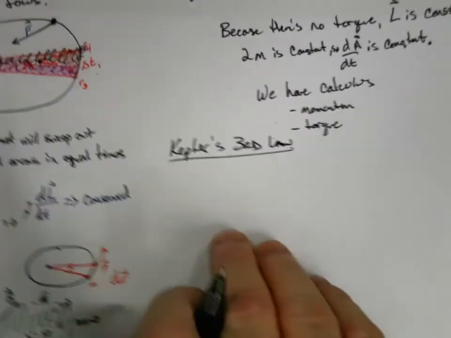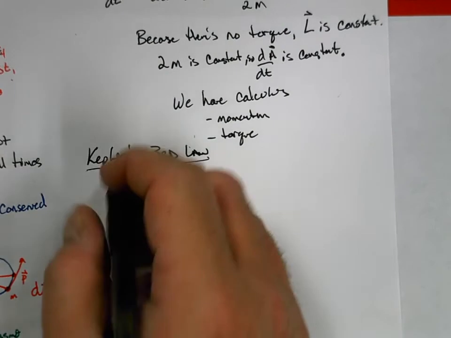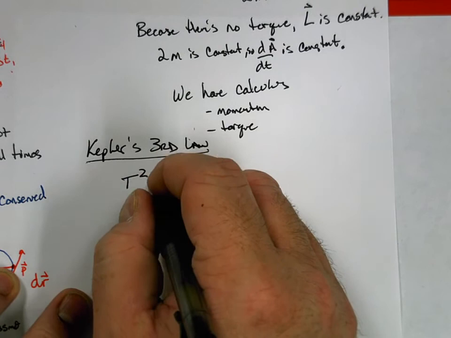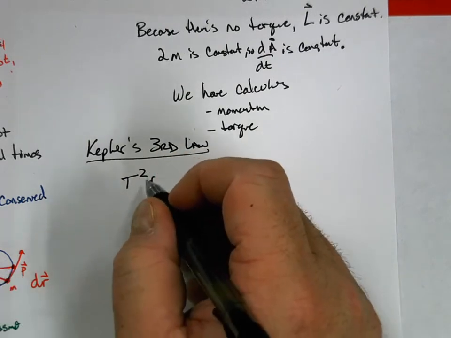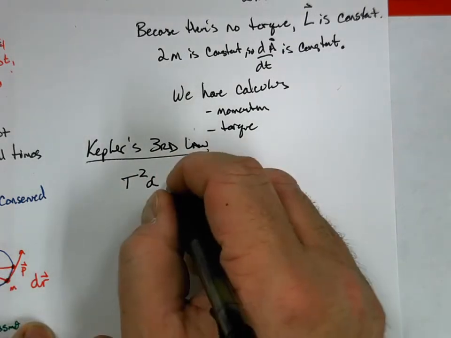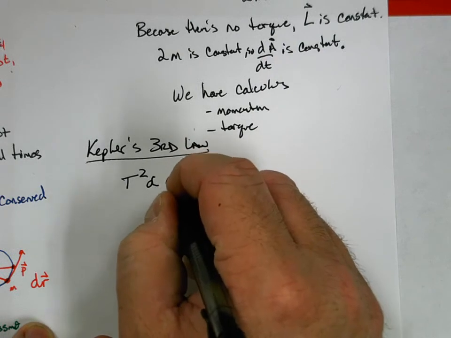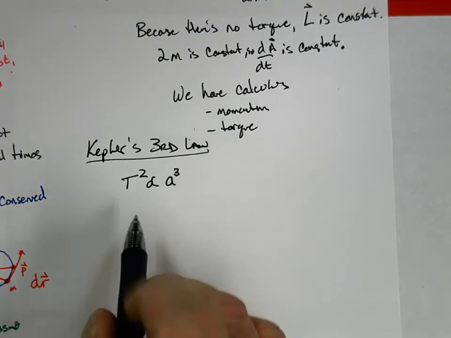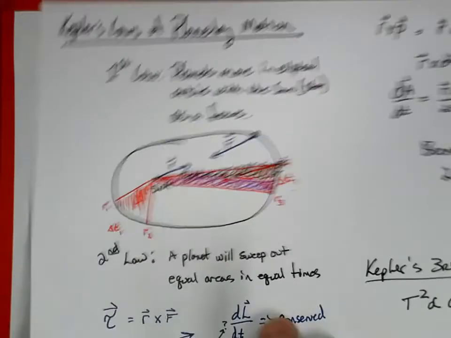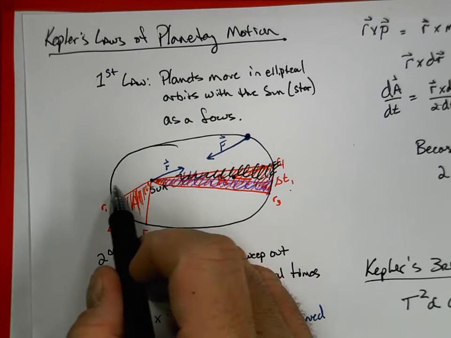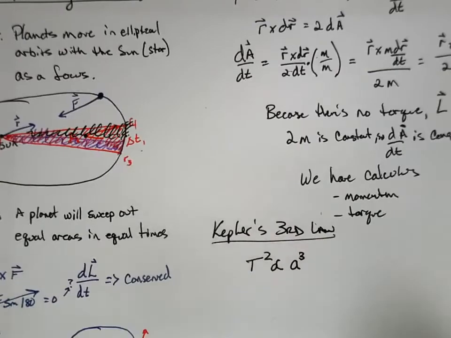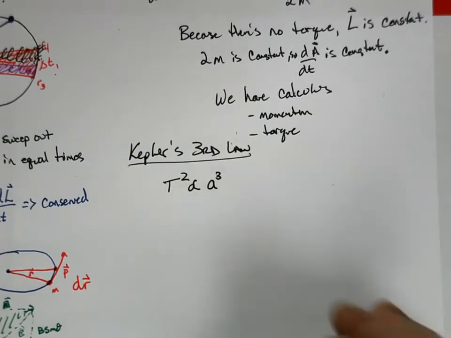All right. Kepler's third law is simply stated: the square of the period of rotation is proportional to the length of the semi-major axis cubed. The semi-major axis is the long way. It's this distance from here all the way to here through both of the foci. That is the length of the semi-major axis.